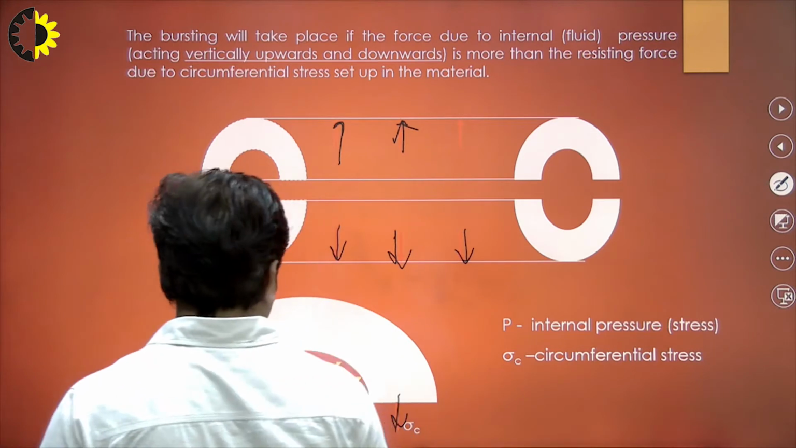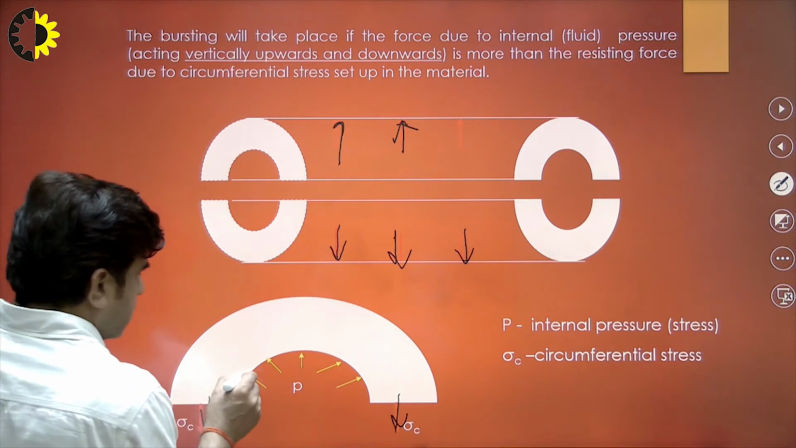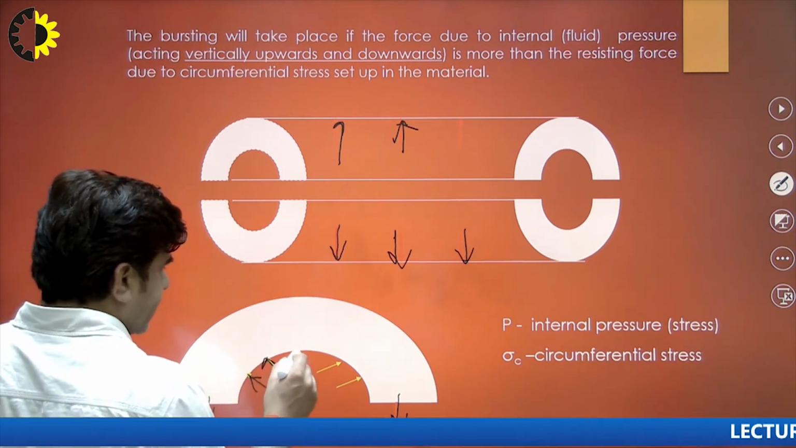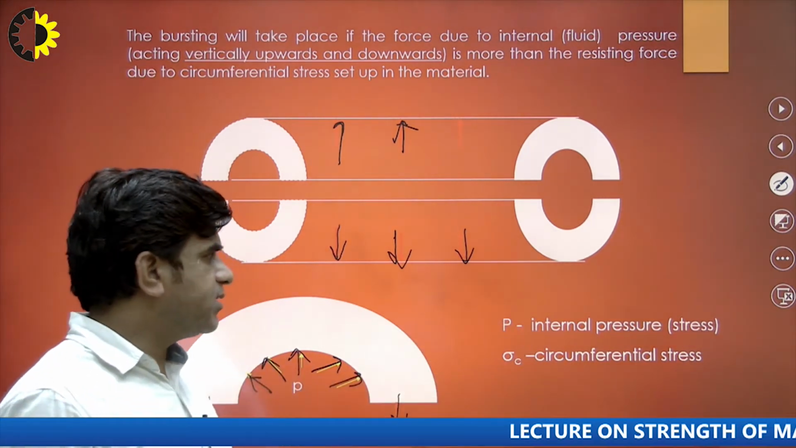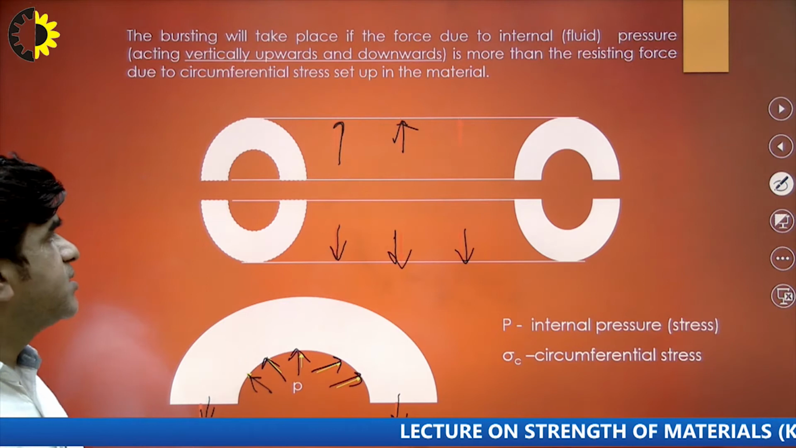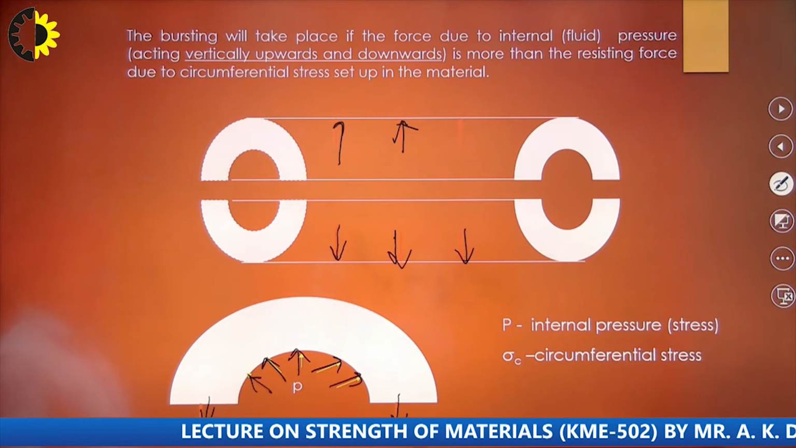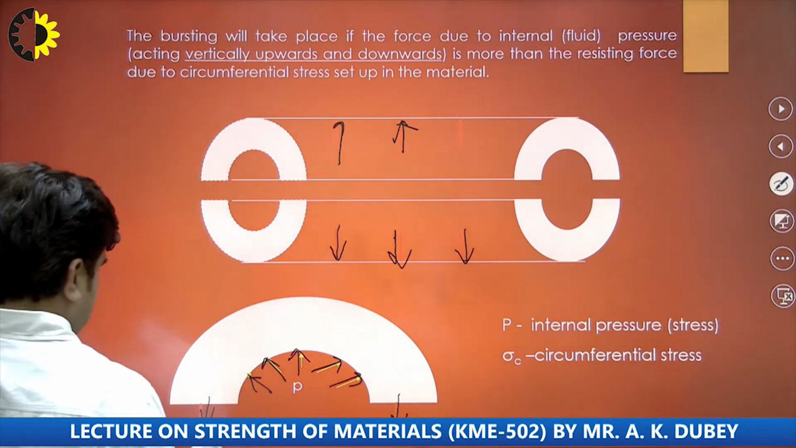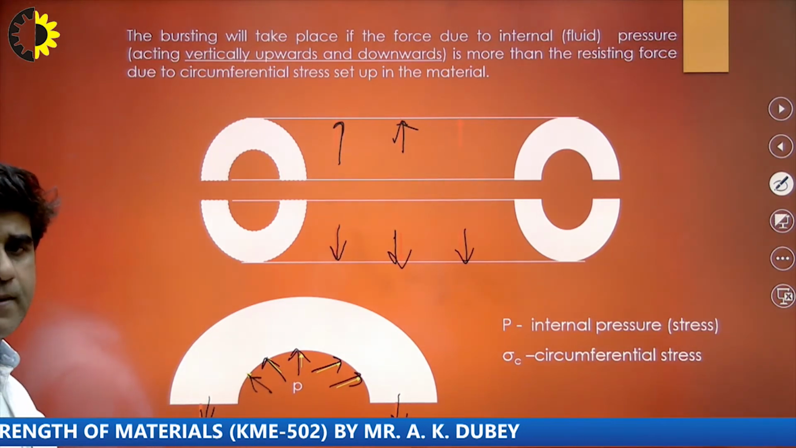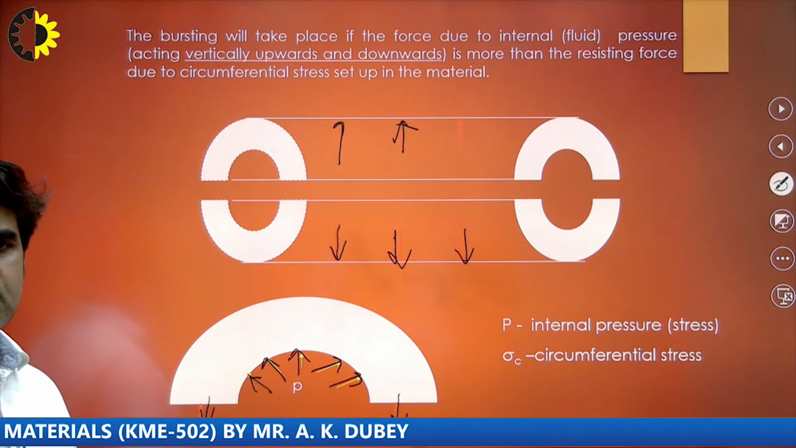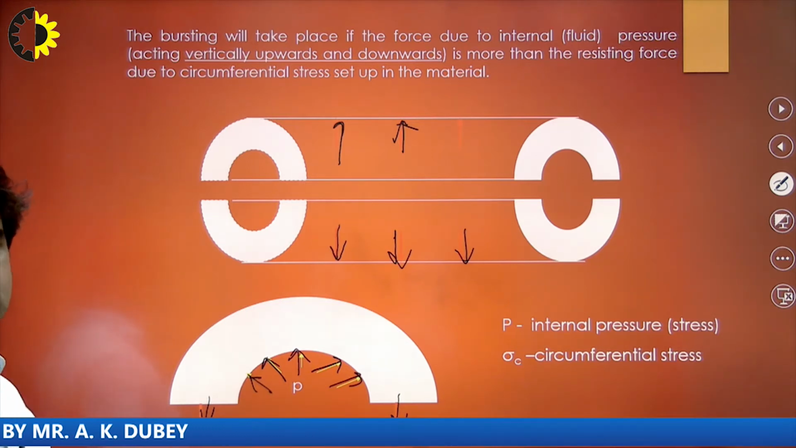Okay. And here the pressure which is acting inside the cylinder is P. So P here is the internal pressure and sigma c is the circumferential stress. Then I can find the value of sigma c, which is a hoop stress. What is the value of hoop stress in terms of t and diameter of the cylinder in order to avoid the bursting?